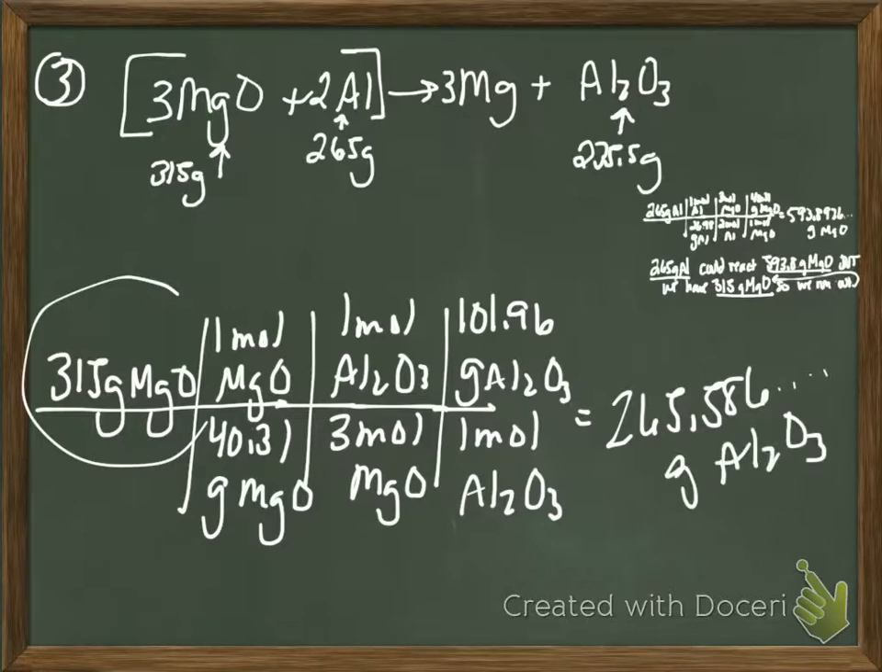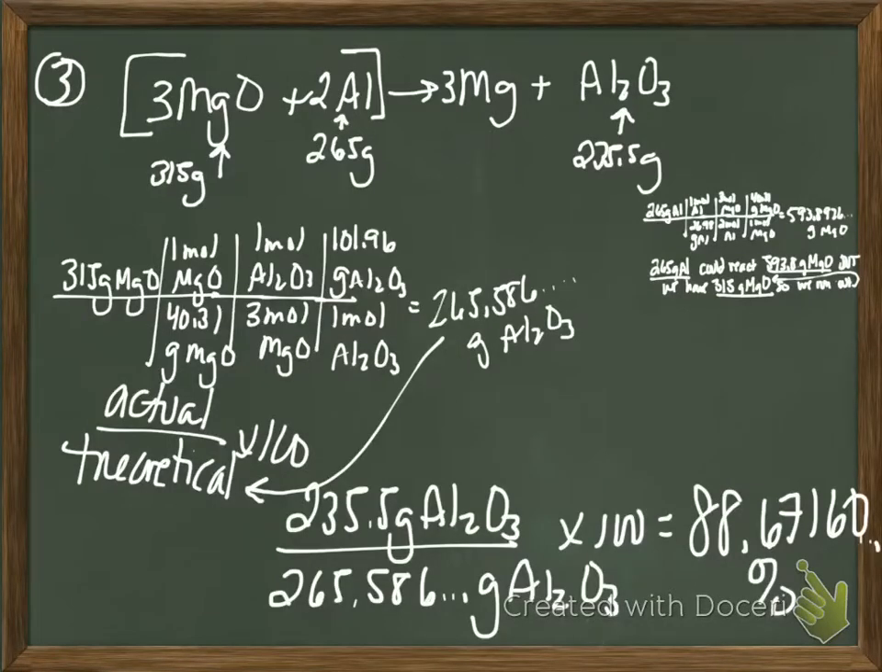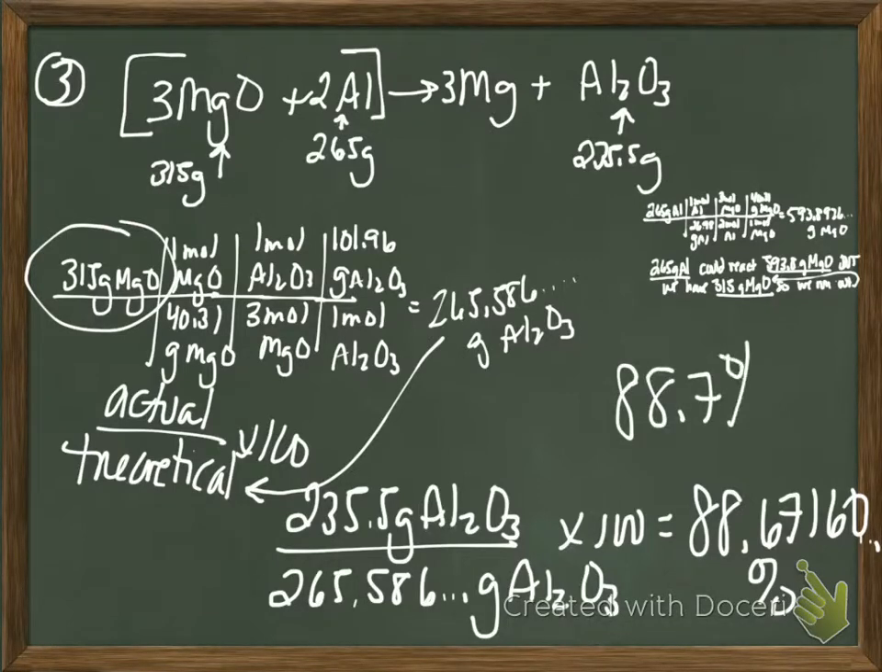Now I'm ready to do actual over theoretical times 100 equals percent yield. I get a raw answer of 88.6716, etc. It keeps going. When I take that to 3 sig figs, which is what I can have because of this 315, it ends up as 88.7% yield. That's pretty low. That's pretty low even in here.